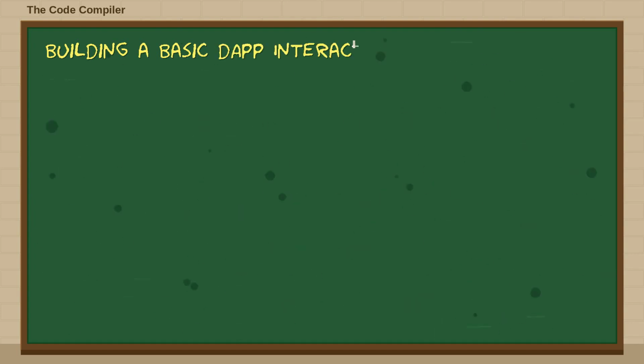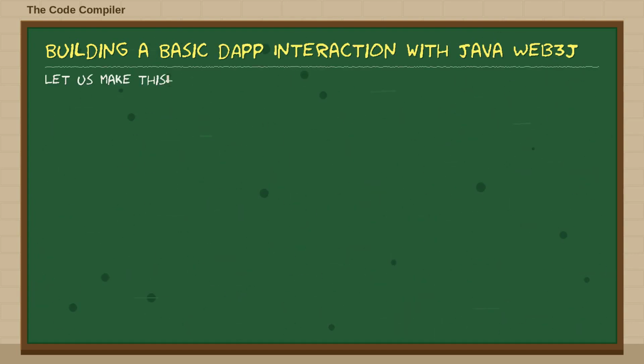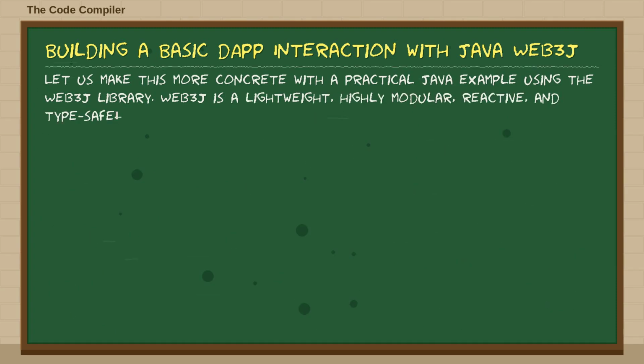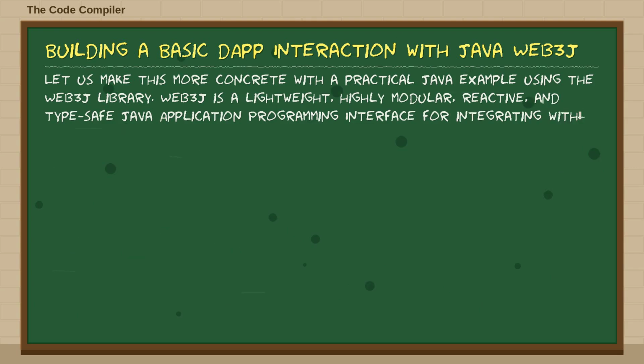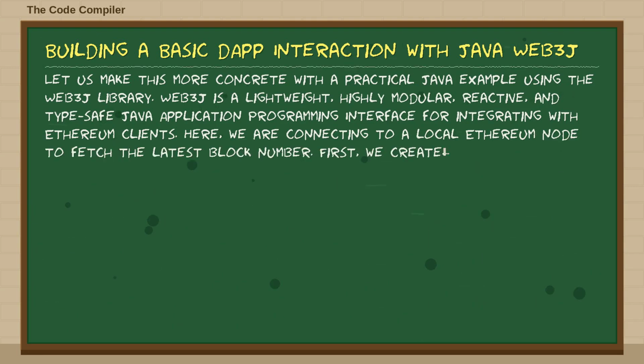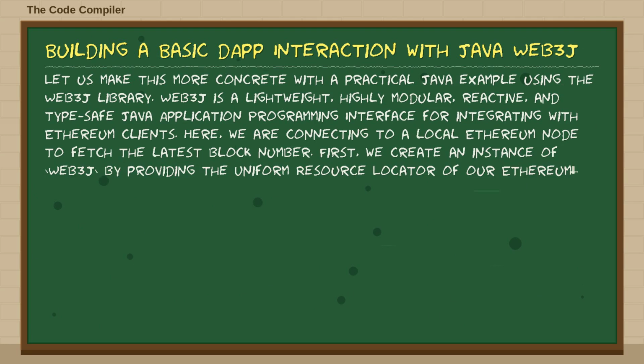Let us make this more concrete with a practical Java example using the Web3j library. Web3j is a lightweight, highly modular, reactive, and type-safe Java application programming interface for integrating with Ethereum clients. Here, we are connecting to a local Ethereum node to fetch the latest block number. First, we create an instance of Web3j by providing the uniform resource locator of our Ethereum node. Then, using ethBlockNumber().send(), we retrieve the latest block.